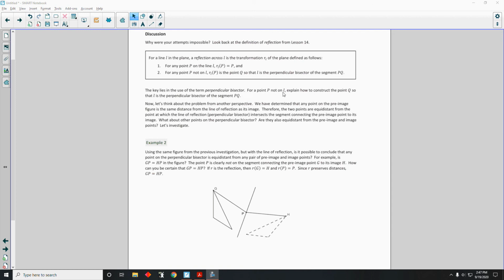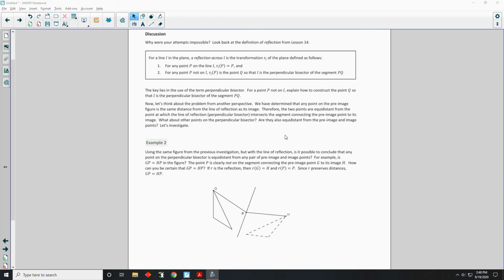For a point P not on L, explain how to construct the point Q so that L is the perpendicular bisector of the segment PQ. Okay, so let's think about that problem from another perspective. We have determined that any point on the pre-image figure is the same distance from the line of reflection as its image. Therefore, the two points are equidistant from the point at which the line of reflection, the perpendicular bisector, intersects the segment connecting the pre-image point to its image.